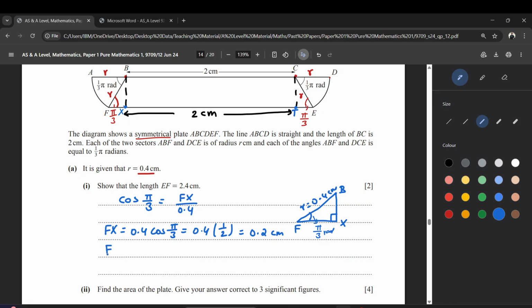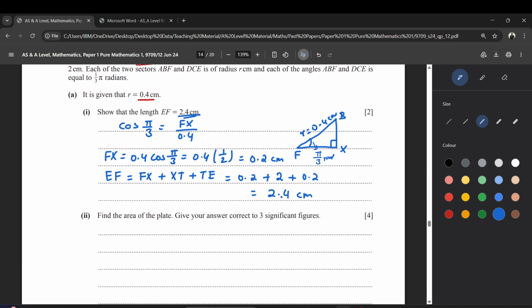So now your total length of EF will be FX plus XT plus TE. FX is 0.2, XT is 2, which is over here, and TE is also 0.2. So when you add all of them up, you will get 2.4 centimeters, and that is what we had to show.